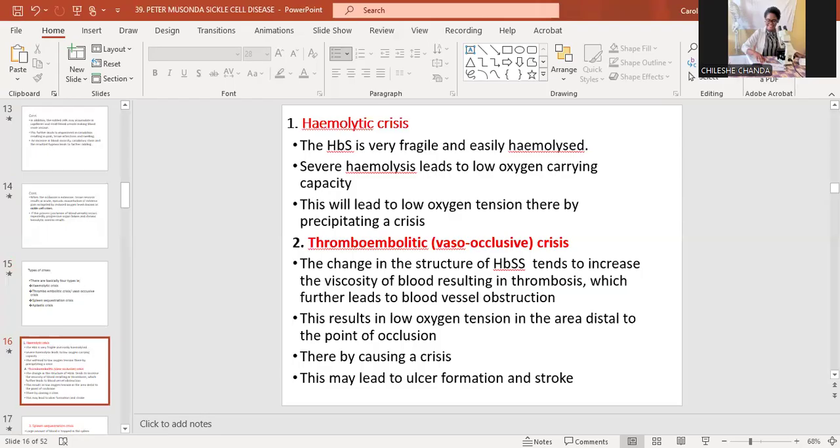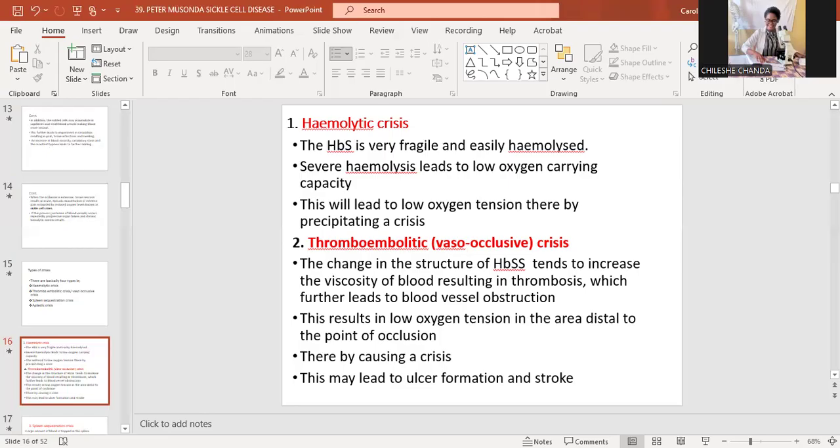The second crisis is known as thromboembolic crisis, which is also known as vaso-occlusive crisis. We've already discussed that the structure of HbS tends to increase the viscosity of blood. The blood will become very thick. Once this blood is too thick, there is going to be thrombosis, which is formation of clots in blood vessels, especially the smaller blood vessels. There's going to be thrombosis, and this is going to lead to blood vessel obstruction.